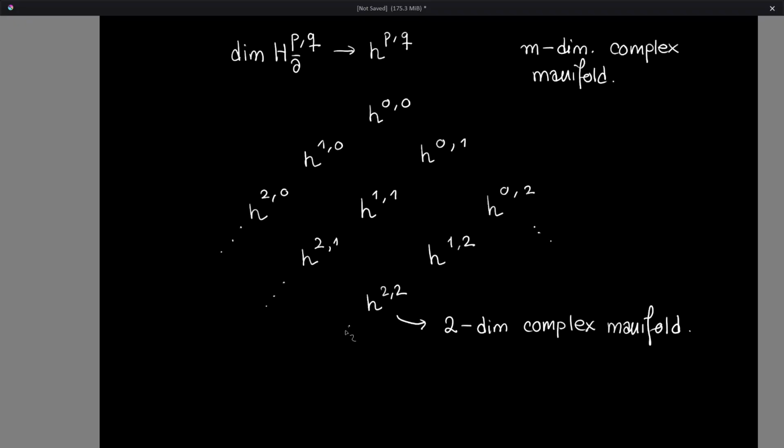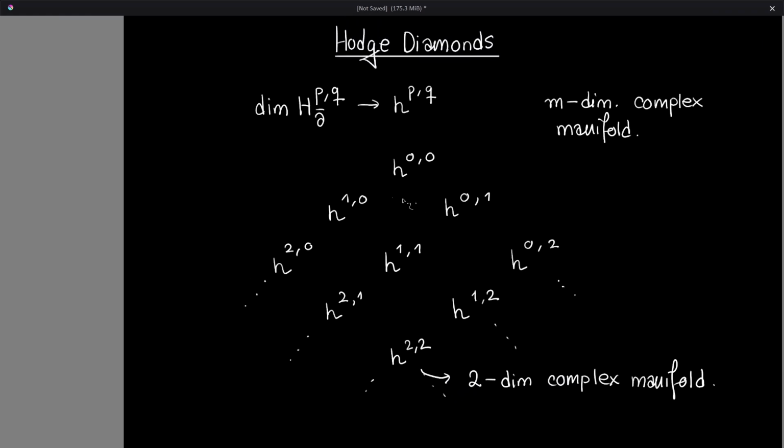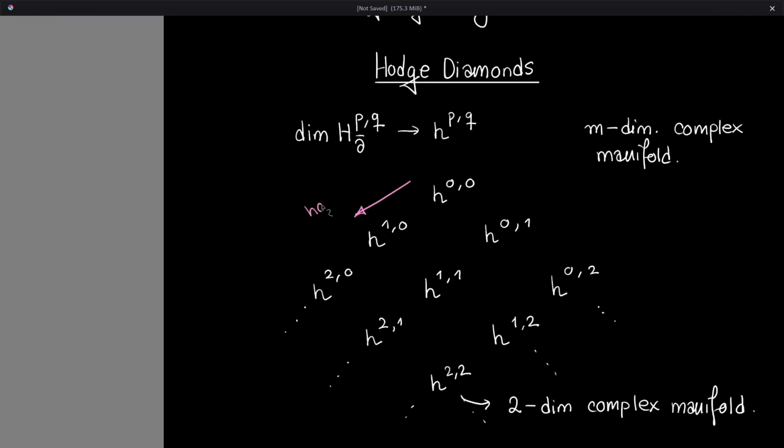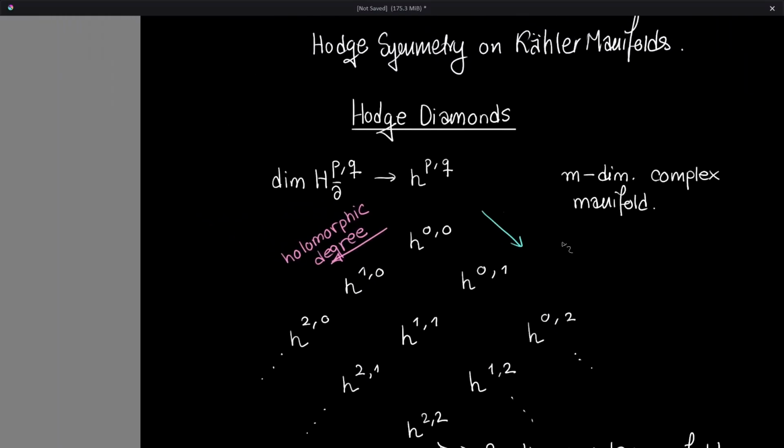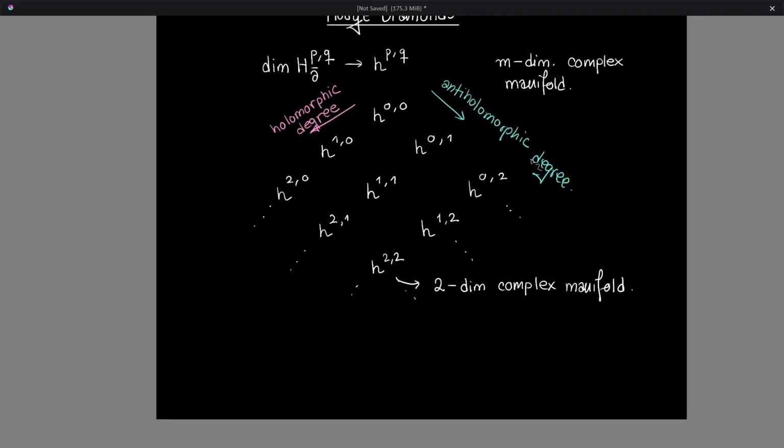You could make this bigger and bigger, and I think you've seen the pattern, but in order to be explicit, and let's do this in pink. So in this direction, we increase the holomorphic grade or degree, and in this direction, we are increasing the anti-holomorphic degree. So this is a Hodge diamond, and it's a diagram that allows us to visualize the symmetries in the Hodge numbers of a complex manifold.